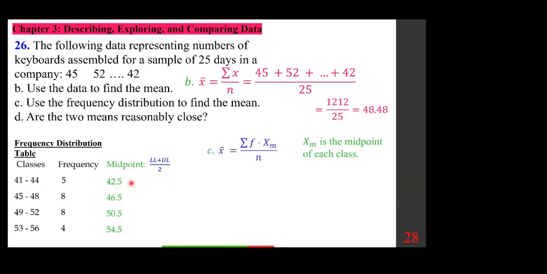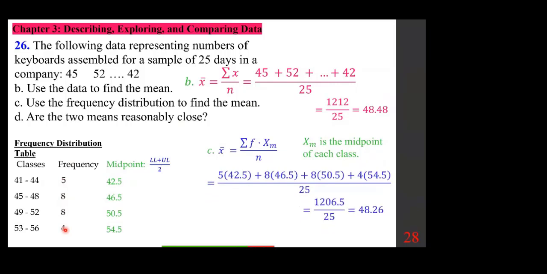So now this formula says the way we calculate this, the total sum is 5 times 42.5 plus 8 times 46.5 all the way to the end, and then we divide by n. We know the size is 25, not because of here, but over here, even if it's given: 5, 8, 8, 5, 4, add them up. And you can estimate in this manner. When you do that, you come up with the following answer.